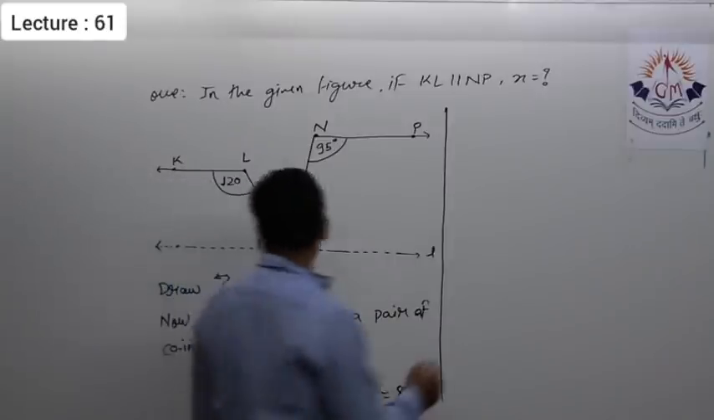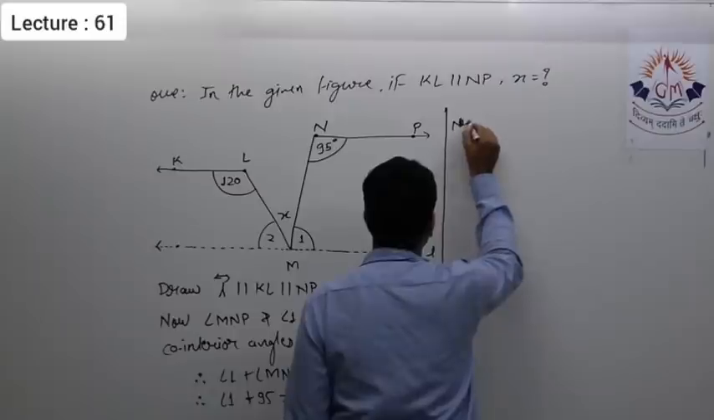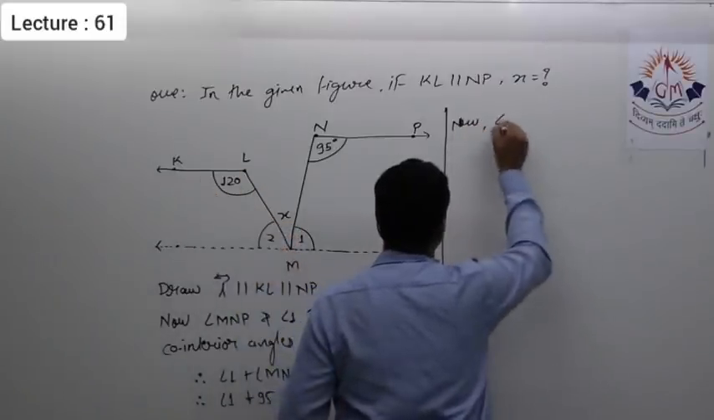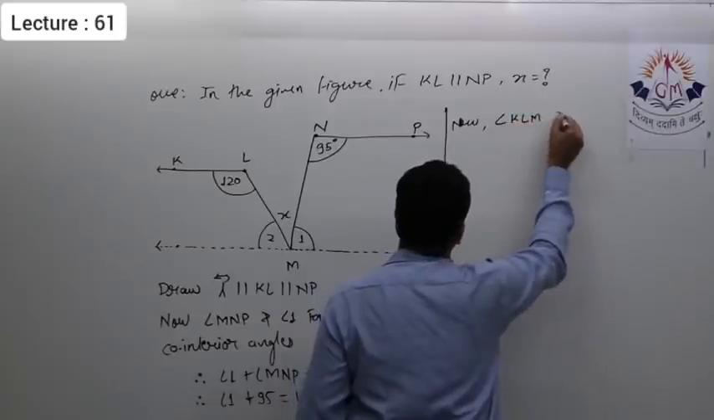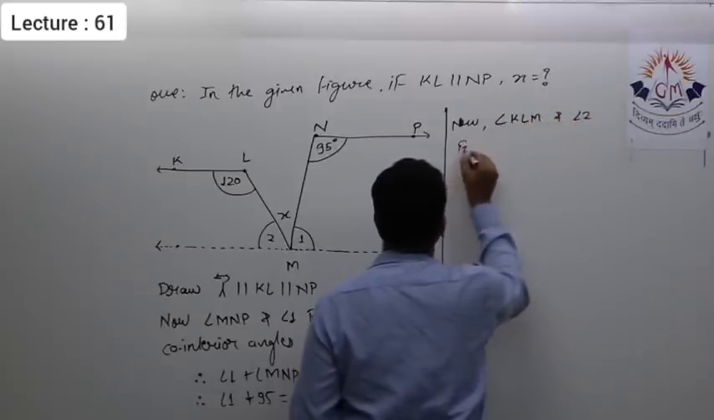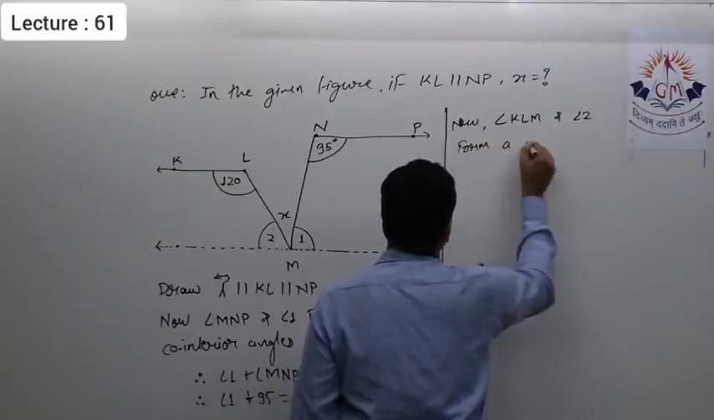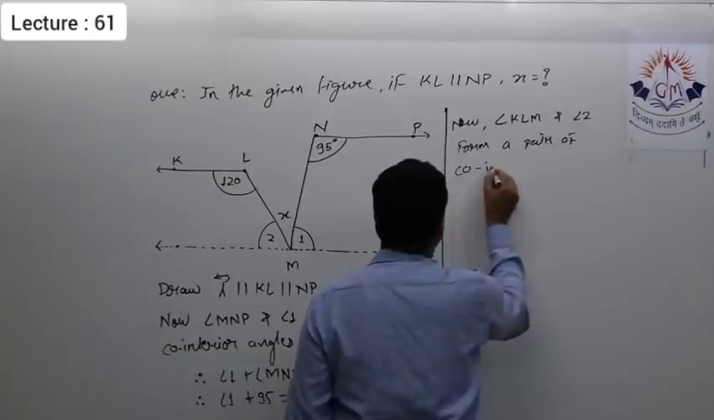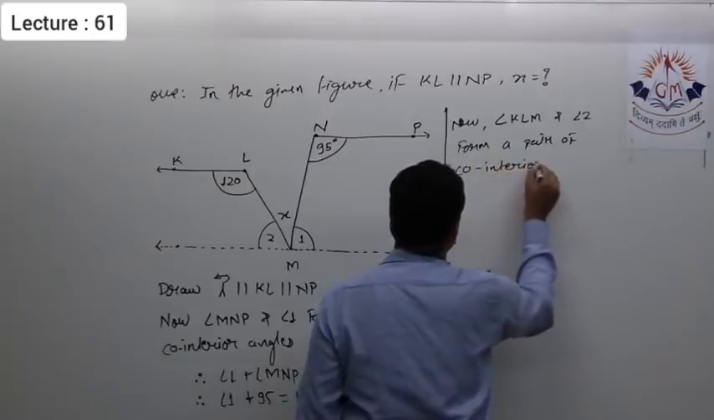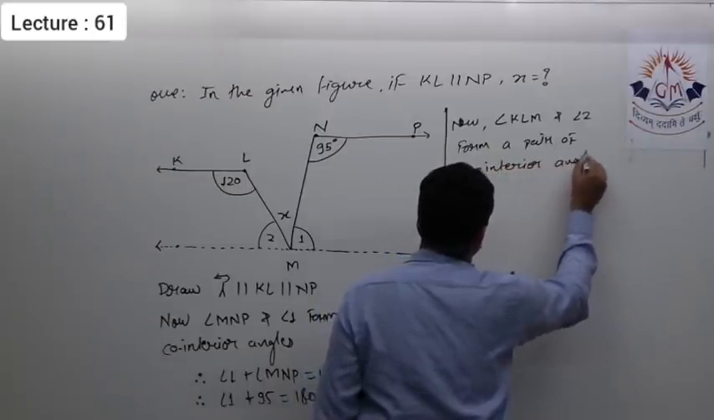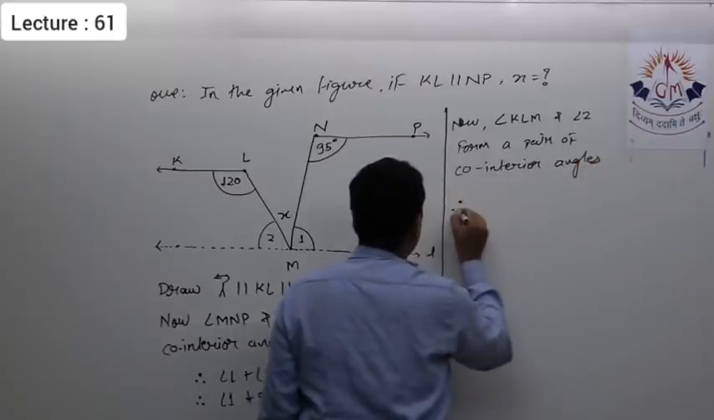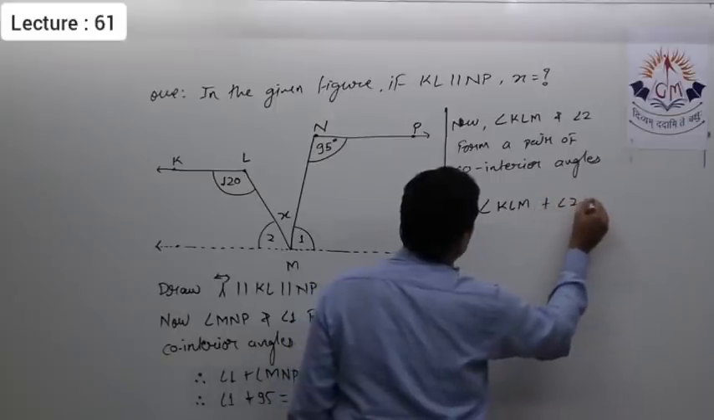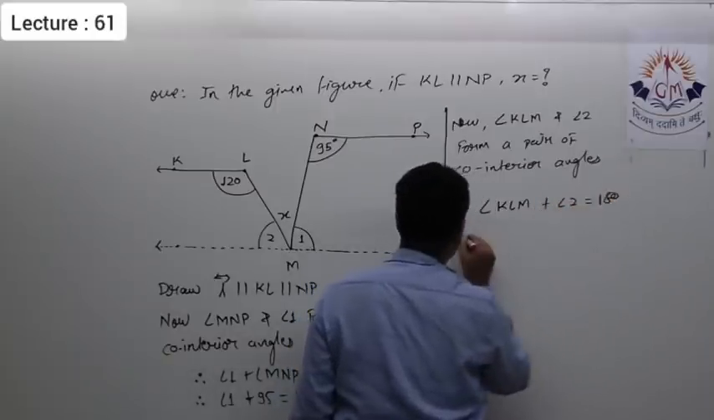Okay, now angle KLM and angle 2 form a pair of co-interior angles. Therefore I can say angle KLM plus angle 2 is equal to 180.